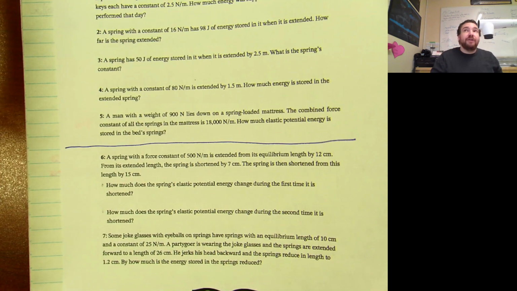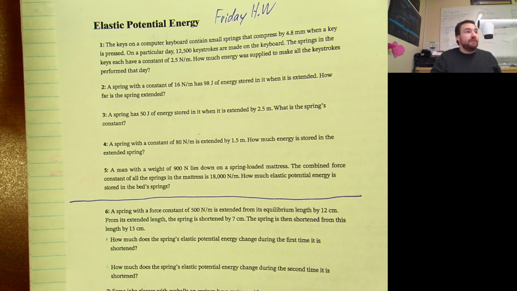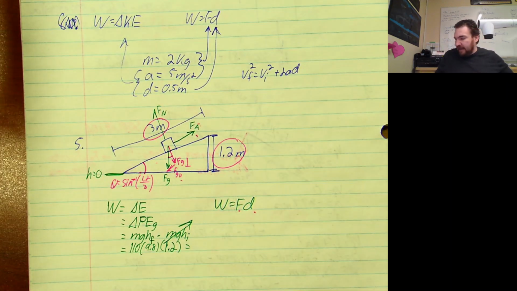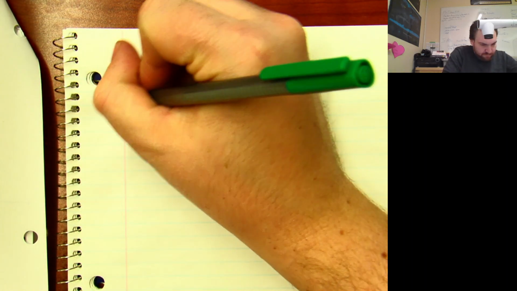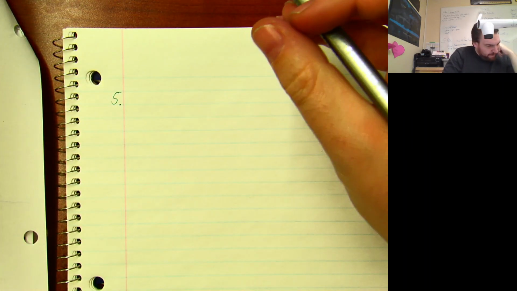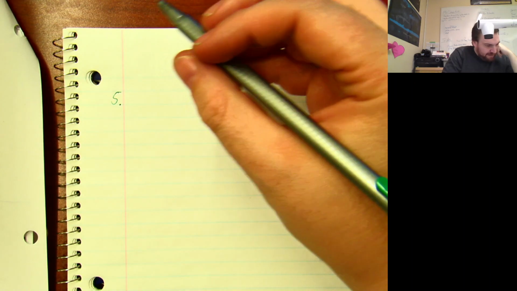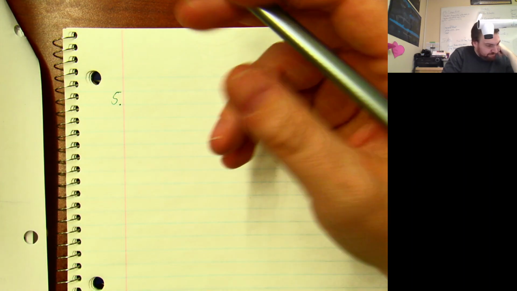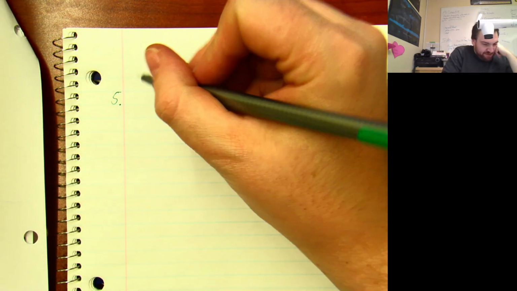Anything else? Okay. There were the spring questions I assigned. Did anyone take a look at those? Number 5 on the spring question. Okay, here we go. I didn't give you an answer key for this one. A man with a weight of 900 newtons.